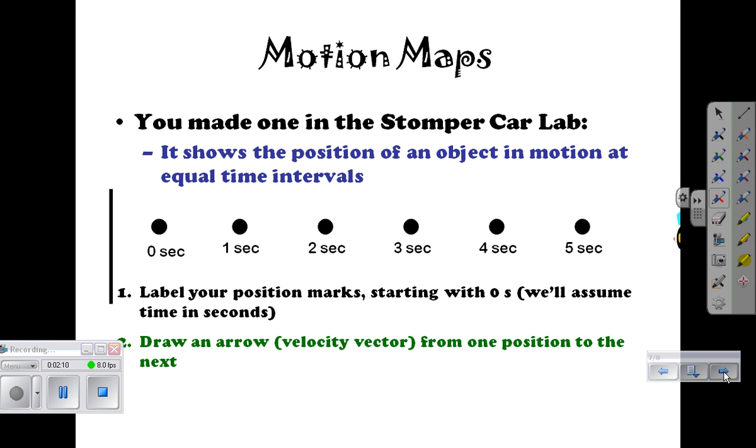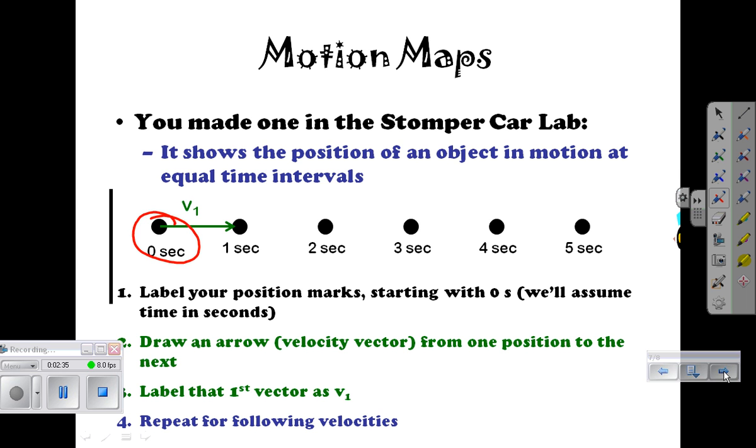Next up, just draw an arrow from one position point to the next. And then I say label the first vector as V1, and then lather, rinse, and repeat.